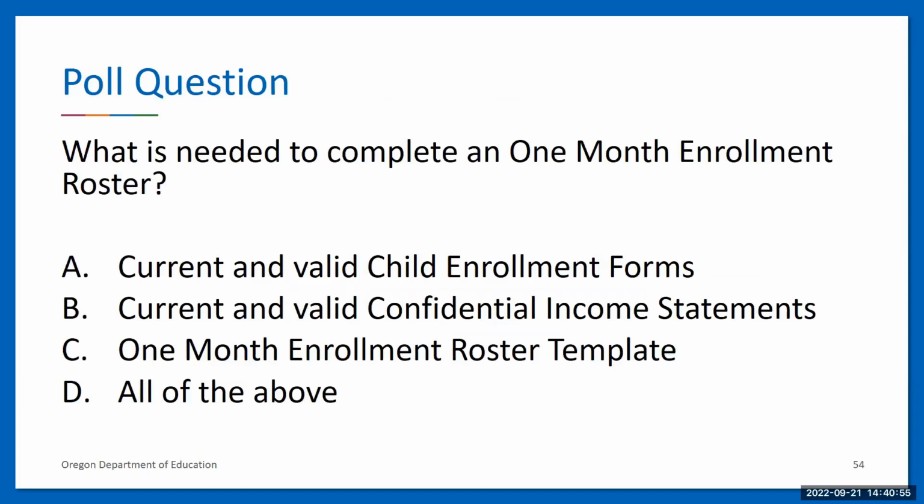And it's time for another quick poll. What is needed to complete a 1-month enrollment report? Is it a child enrollment form, confidential income statement, a 1-month enrollment template, or all of the above? Give you guys a little bit of time here to select your answers on what do you need to complete your 1-month enrollment roster.